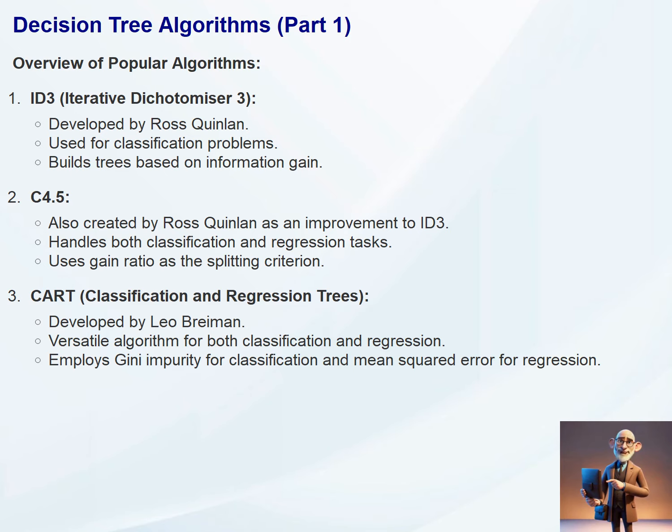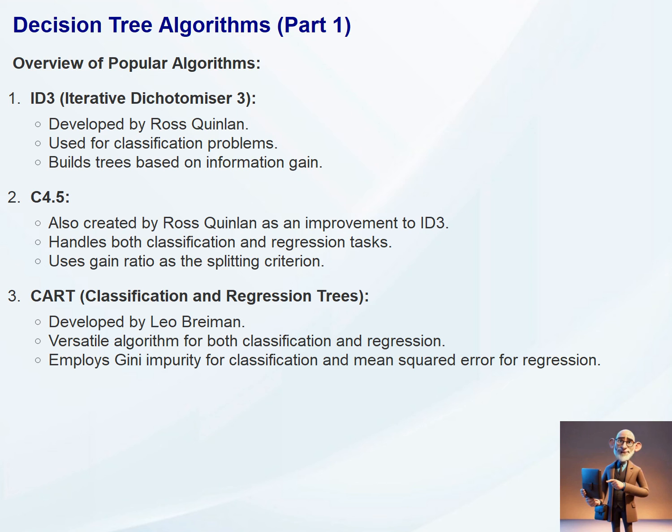Now, let's delve into the algorithms powering decision trees. Developed by Ross Quinlan, ID3 excels in classification. It iteratively divides data based on features, prioritizing those offering the most information gain. An evolution of ID3, C4.5 handles both classification and regression. It introduces the gain ratio as a sophisticated splitting criterion.